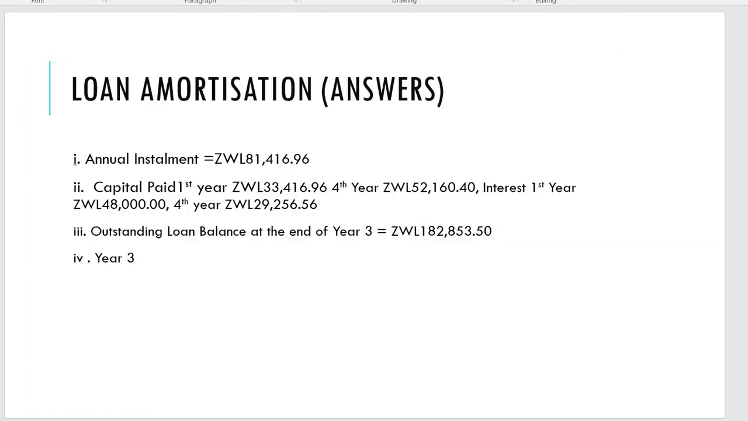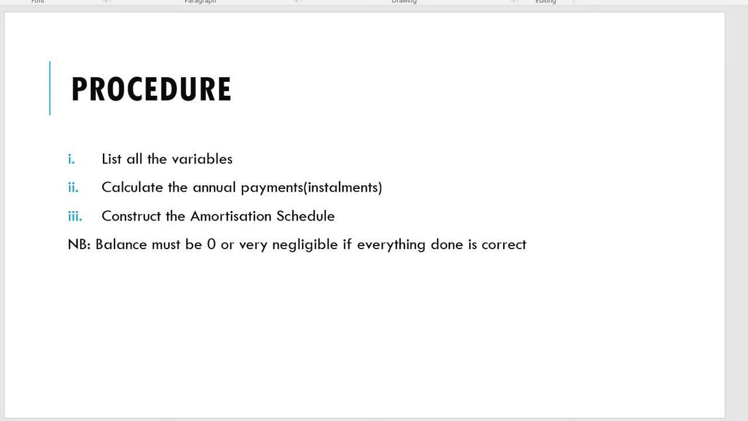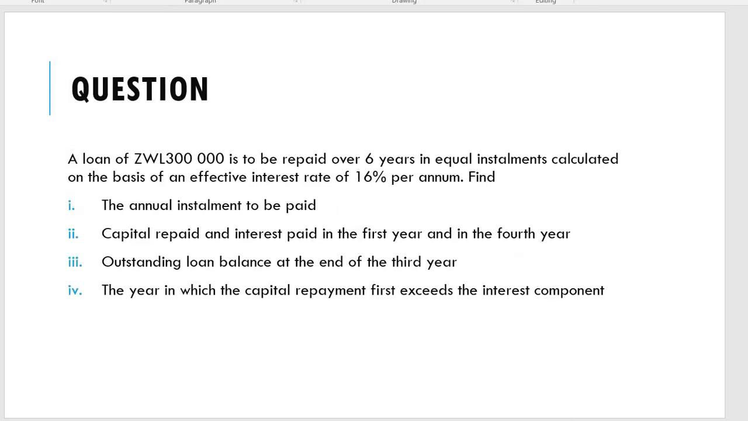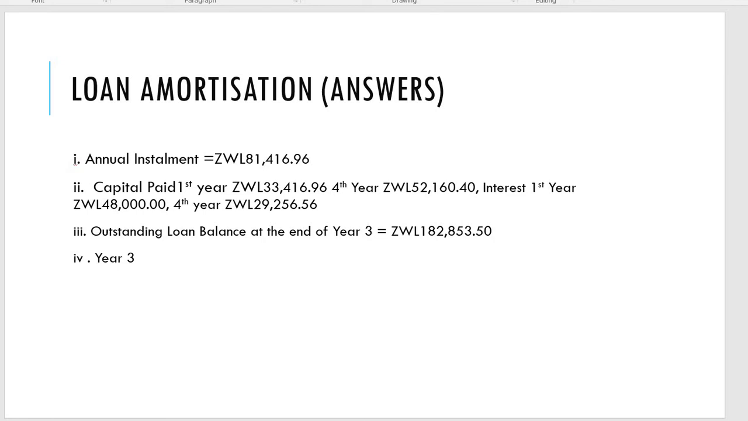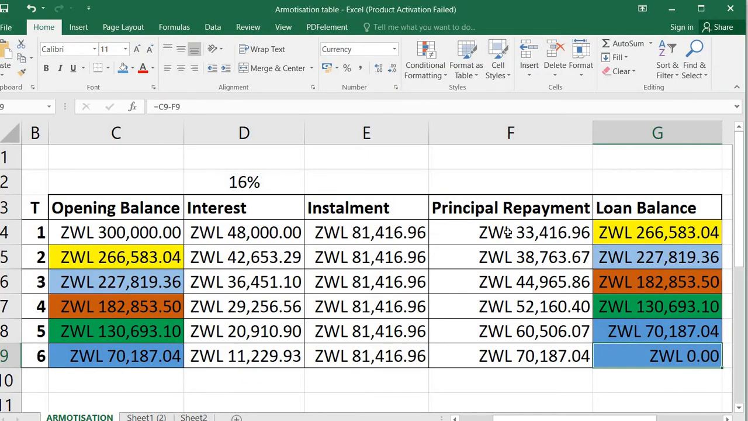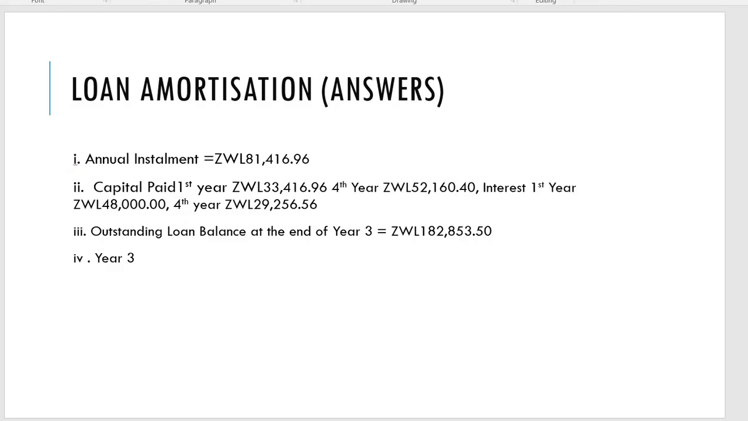Now we have to answer the questions which have been asked as per our question. What has been asked? List no. 1, the annual installment to be paid. That is 81,416.96. That is the installment. We just get it from our calculation there. Capital paid in the first year is 33,416.96. Now, capital paid in the first year, it is this amount there. That's the answer. And capital paid in the fourth year, it is that amount there. So it's 52,160. Is it correct? Yes.